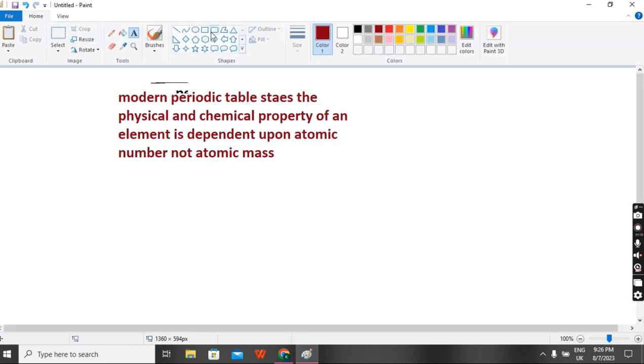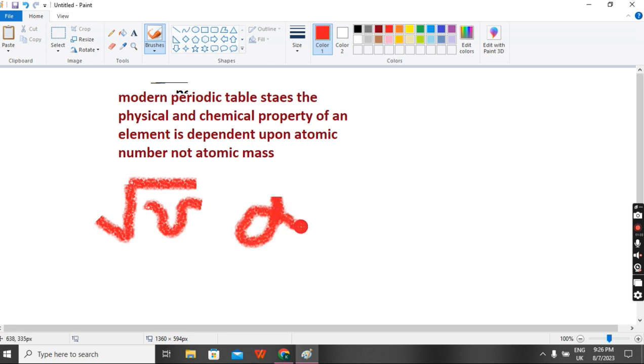One of the biggest contributions was given by a scientist, Henry Moseley. According to him, the square root of frequency is directly proportional to the atomic number, which is represented by Z.